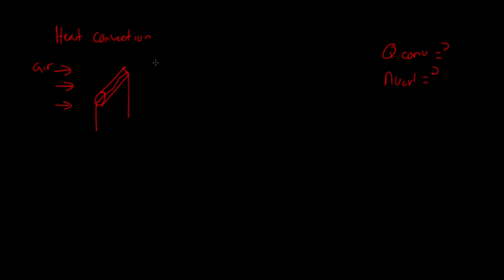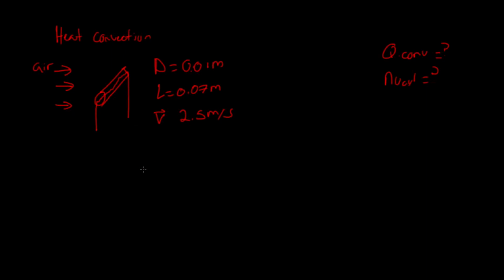They give us the diameter. Diameter is equal to 0.01 meters. And we have the length, which is 0.07 meters. And we have a velocity of 2.5 meters per second. Okay. Alright, I think that's all we have.